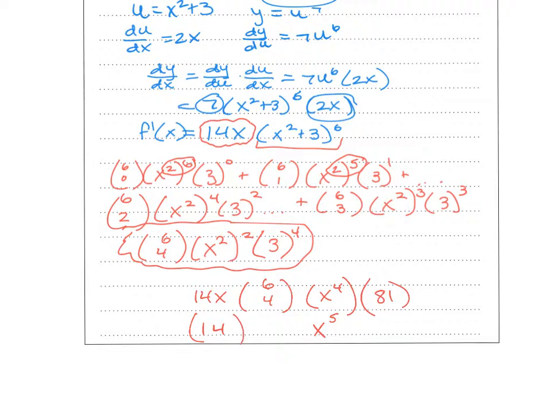We have 14 still. 6 choose 4, the way you do that is type 6 in your graphing calculator, then press the math button, move all the way over to probability, and choose the button that says nCr, and then type 4. 6 nCr 4. And that gives us 15. And we have 81 here, so now we're going to multiply 81 times 15 times 14, and that gives us 17,010 x to the 5th.